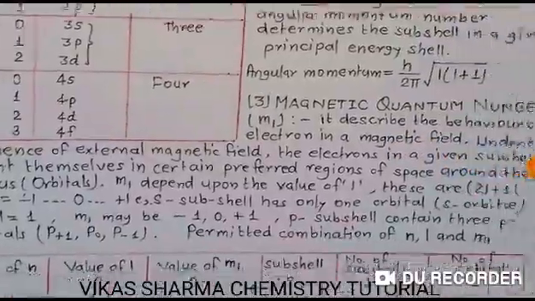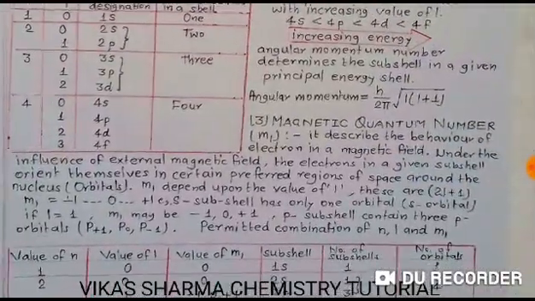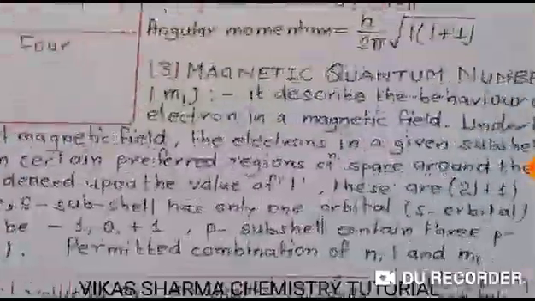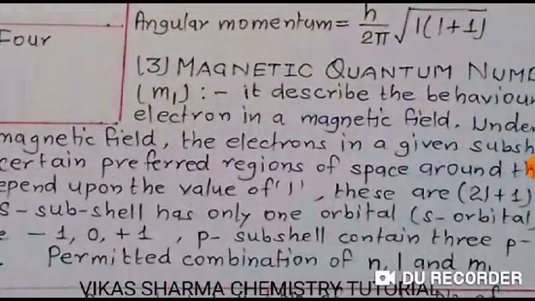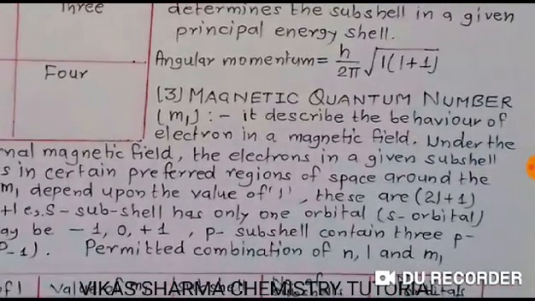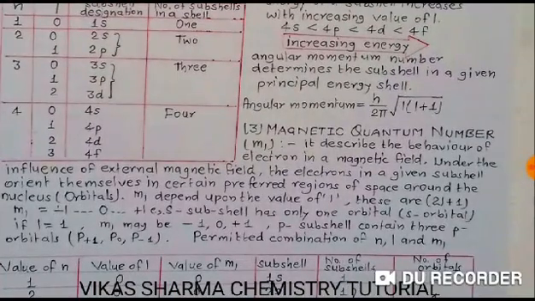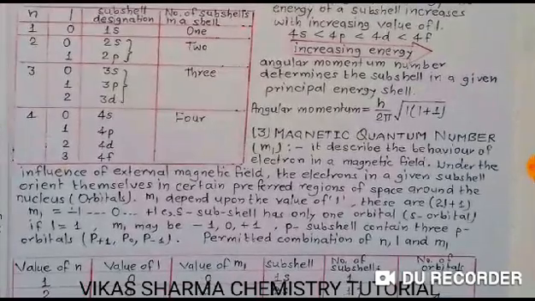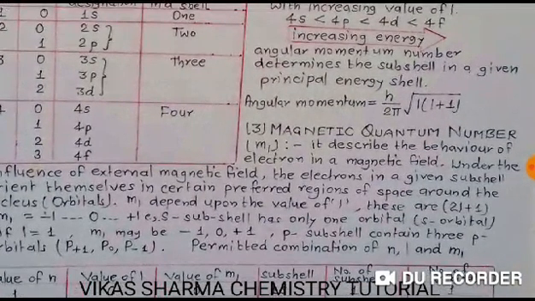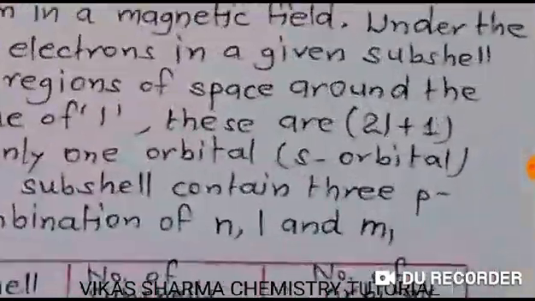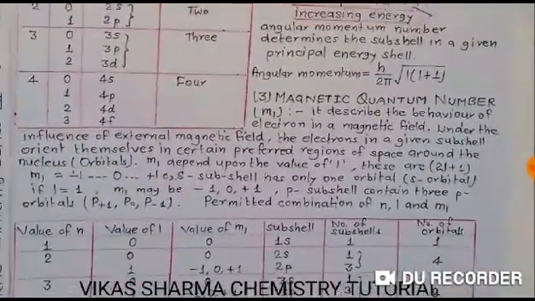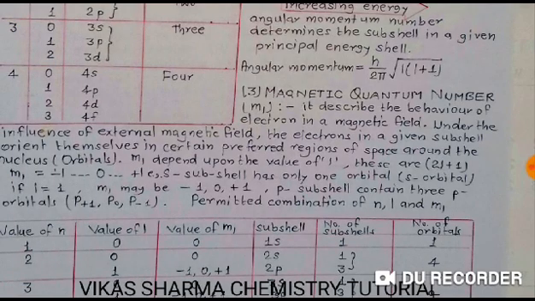So students, the third quantum number is known as the magnetic quantum number. It is denoted by m, with subscript l. It describes the behavior of electrons in a magnetic field, under the influence of an external magnetic field. The electrons in a given subshell orient themselves in certain preferred regions of space around the nucleus, meaning orbitals. m_l depends upon the value of l. The number of values is 2l plus 1. This is the formula, students, you should keep in your mind. m_l ranges from minus l through 0 to plus l.